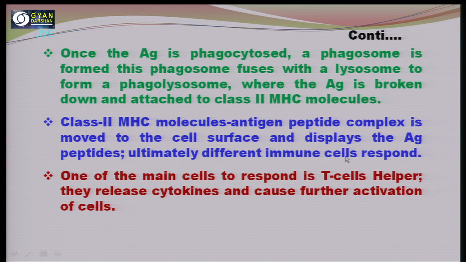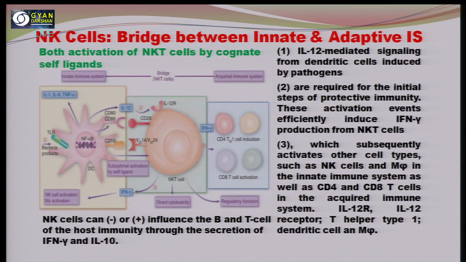Ultimately different immune responses will be generated, and one of the main responding cells is the T helper cell. These release cytokines and cause further activation of the cells. Here, the NK cell is a bridge between the innate and adaptive immune systems. You can understand this through this figure. Here are the NKT cells, the dendritic cells and the T cells. The NK cells work as a bridge between the innate and adaptive immune systems.